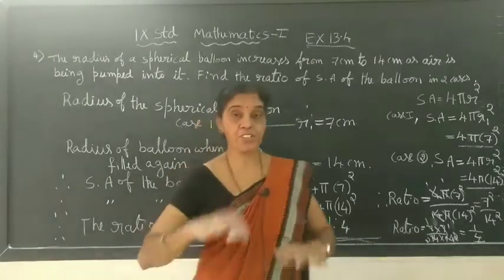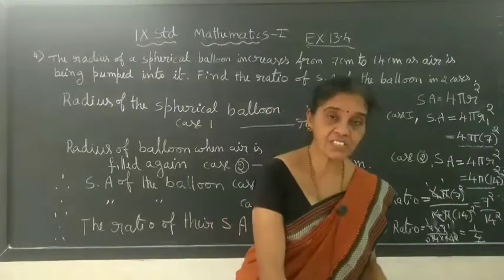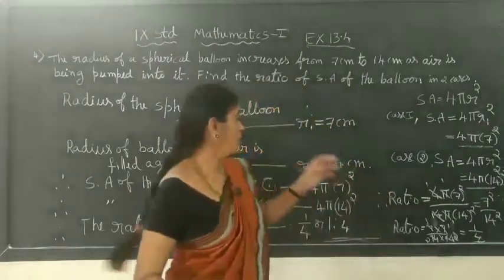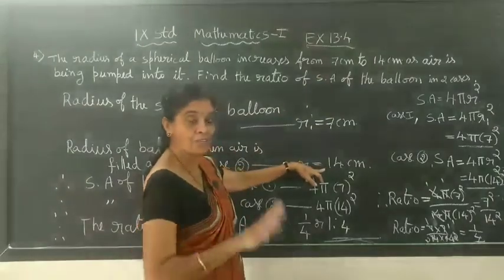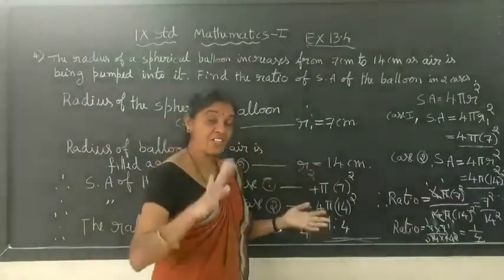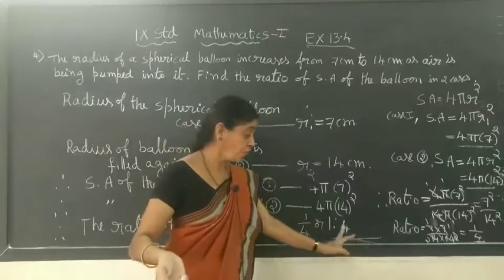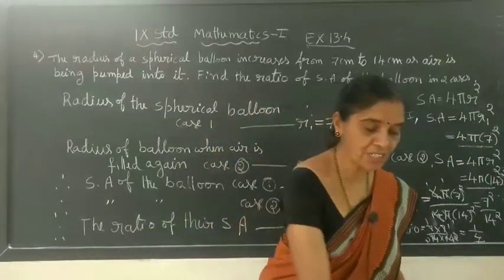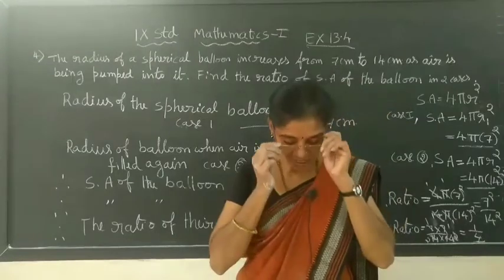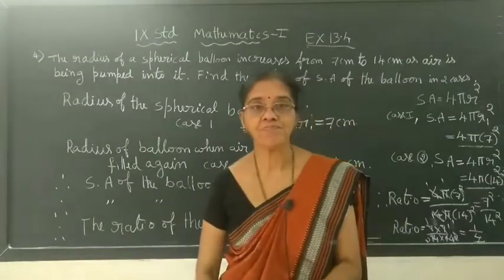Okay, so the surface area increases 4 times when you double the radius from 7 to 14. If you double the radius, the surface area increases how many times? 4 times it increases, not double, 4 times. That is the relation. Okay, now see the fifth problem.